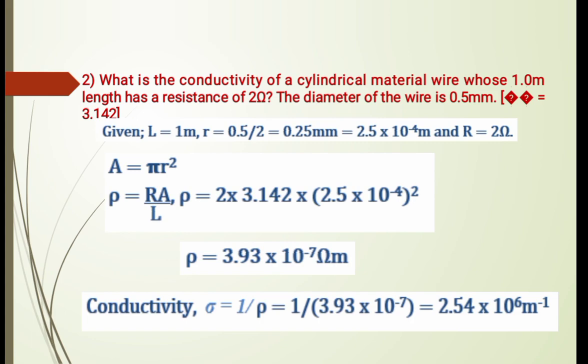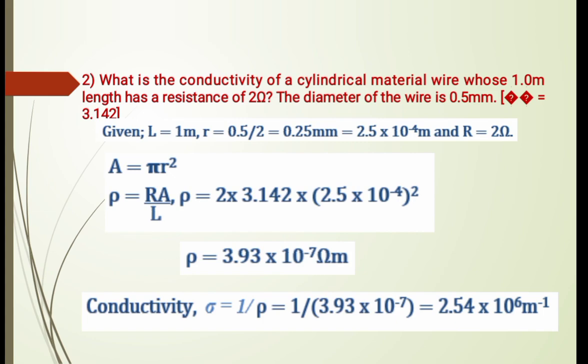Writing now the given parameters, our length is 1 meter, our diameter is 0.5 millimeter. That can help us to get our radius. Remember, radius is diameter divided by 2. That's why we have 0.5 divided by 2, and that will give us 0.25 millimeter. Converting that to meter by dividing it by 1000, we have 2.5 times 10 to the minus 4 meter. And the resistance of the wire is equal to 2 ohm.